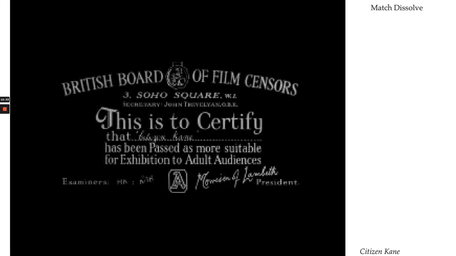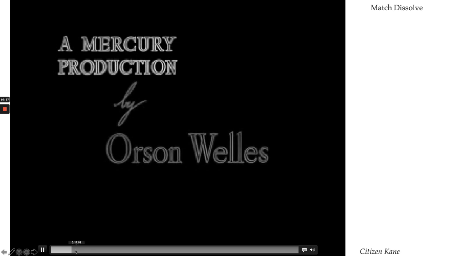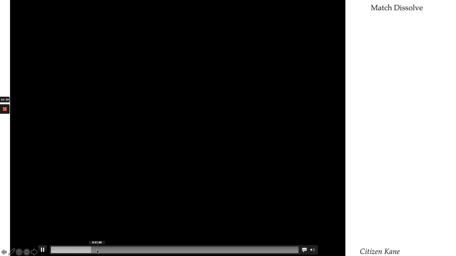Another good example of a couple match dissolves comes from Citizen Kane. We watched the opening of this where we have an extreme close-up on Charles Kane's mouth as he says Rosebud. Here we're going to see a couple match dissolves on the fences at Charles Kane's Xanadu. That's his mansion. That's the estate that's called Xanadu.